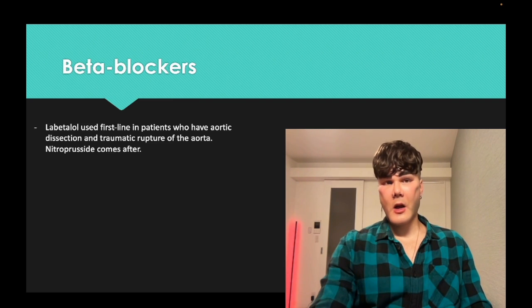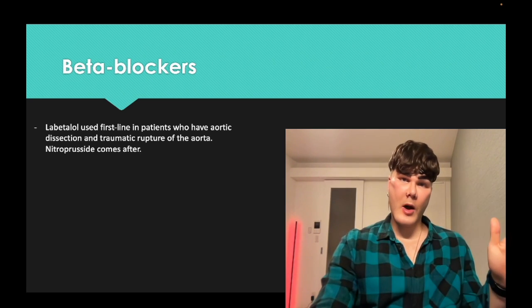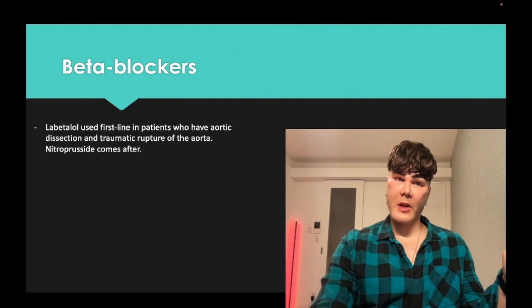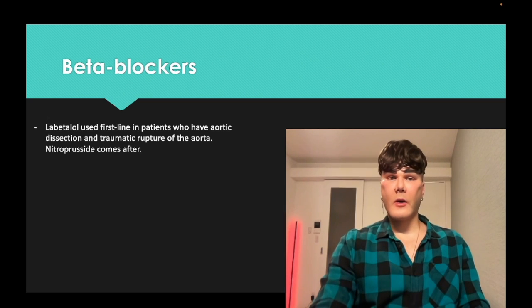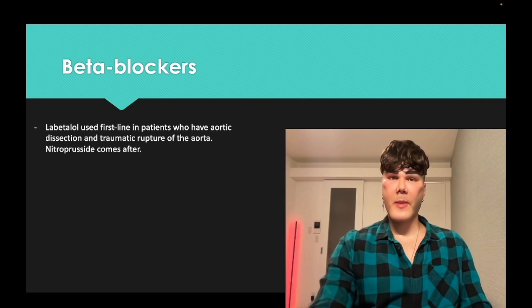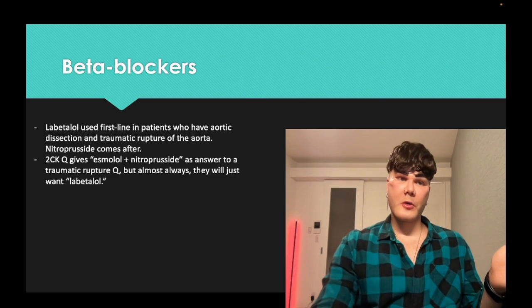Okay, so beta blockers, mainly 2CK stuff. When it shows up as an answer for Step 1, they want you to know it's an alpha 1, beta 1 non-selective blocker. For 2CK especially, and Step 3, they want you to know that it's first line in aortic dissection and traumatic rupture of the aorta, then choose nitroprusside after.